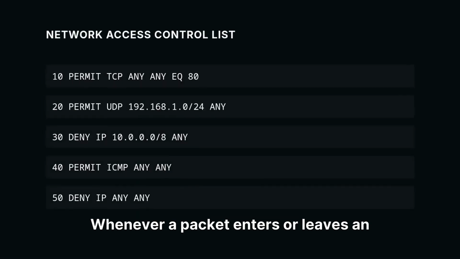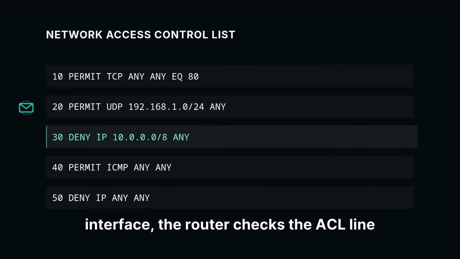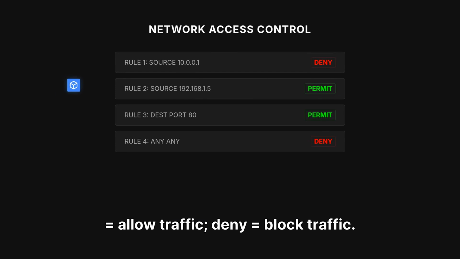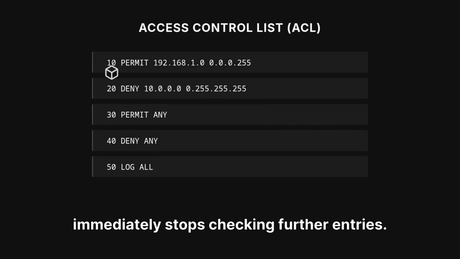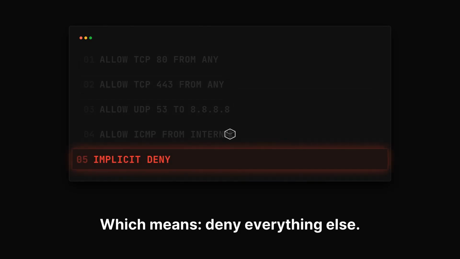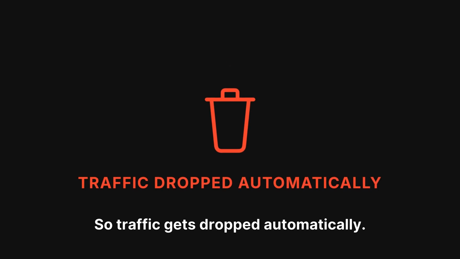Whenever a packet enters or leaves an interface, the router checks the ACL line by line from top to bottom. If a packet matches a rule, permit equals allow traffic, deny equals block traffic. And once a match occurs, the router immediately stops checking further entries. If the packet does not match any rule, there is a hidden rule at the end called implicit deny, which means deny everything else. So traffic gets dropped automatically.